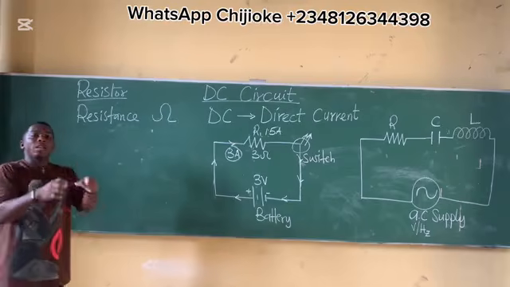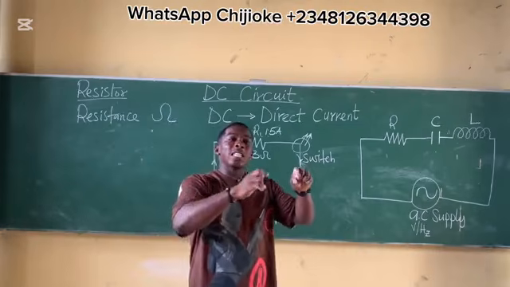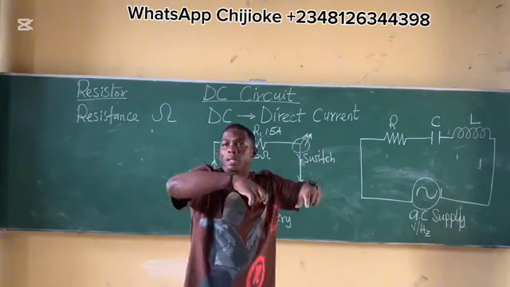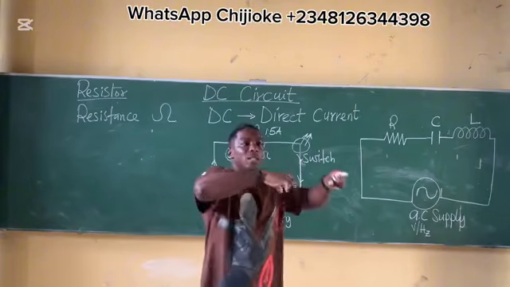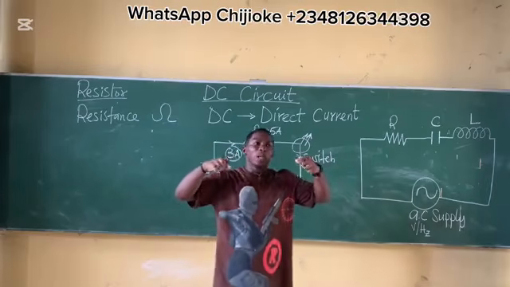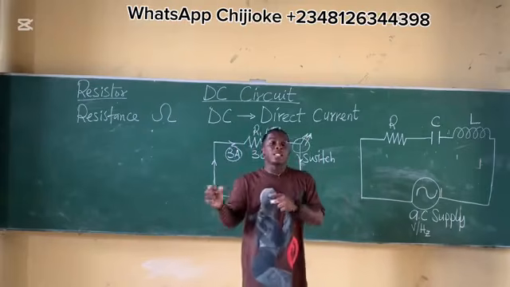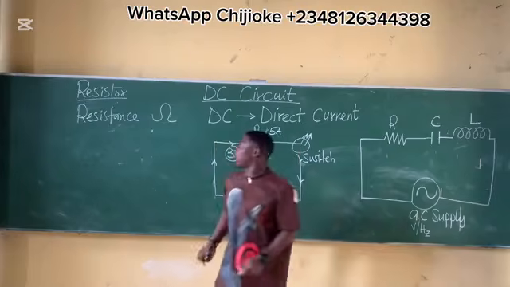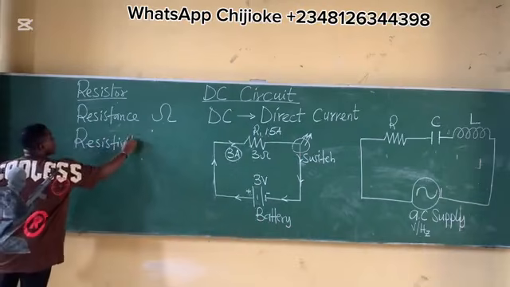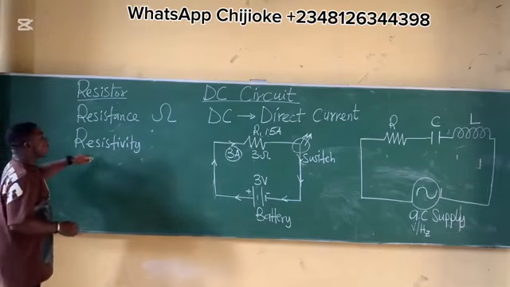Please take note of the words I'm using. The degree of opposition to the flow of current in a DC circuit is called resistivity. I want to use another word now. The degree of opposition to the flow of current in a DC circuit is called what? Resistivity. If I say the degree of opposition or the degree of hindrance to the flow of current, it is called what? Resistivity.